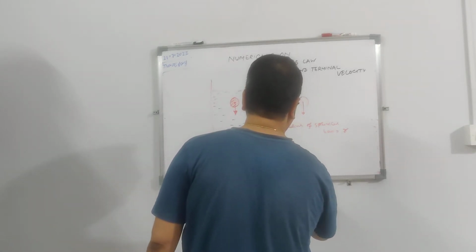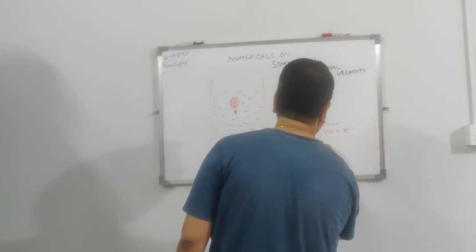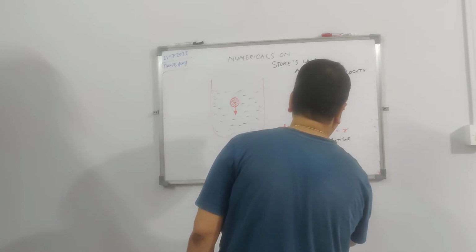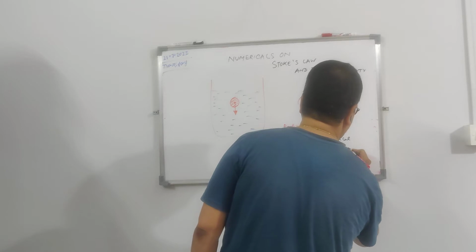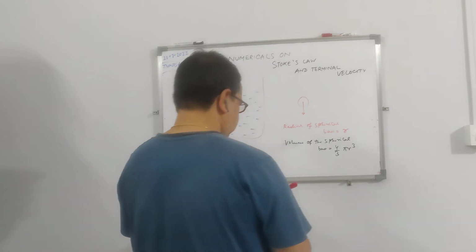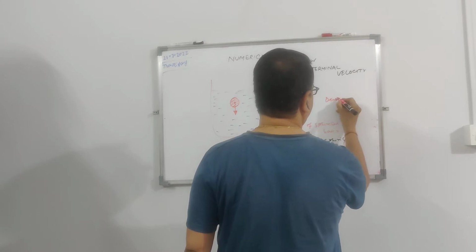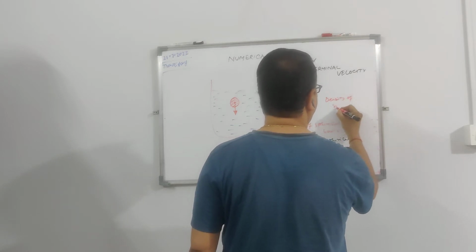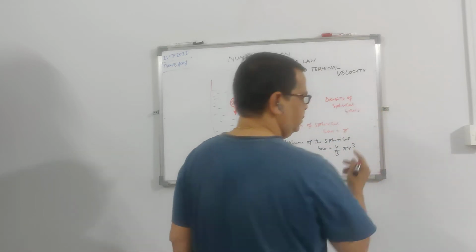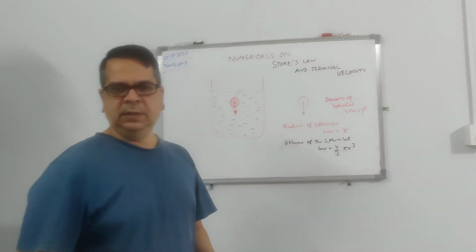The volume of the spherical ball is equal to 4 by 3 pi r cube. So that's the volume. And let us say the density of this spherical ball material is, let us say, rho. We write it as rho.